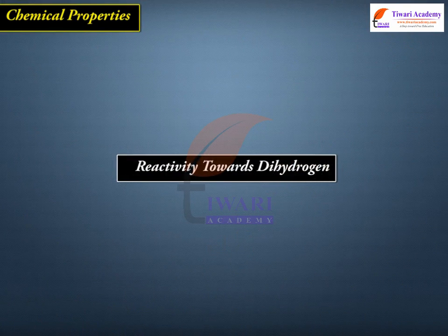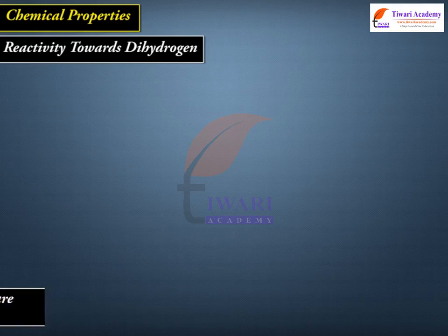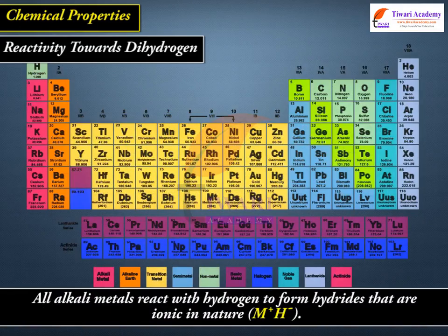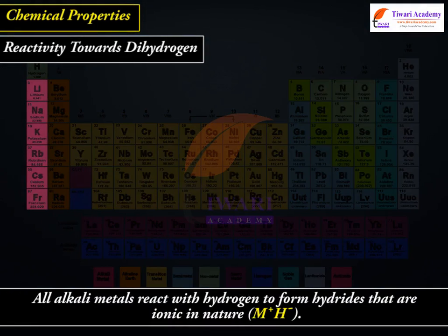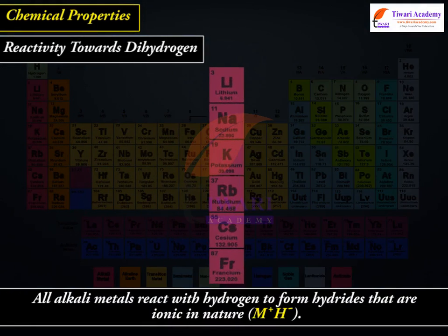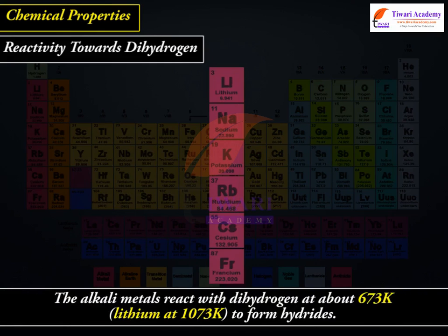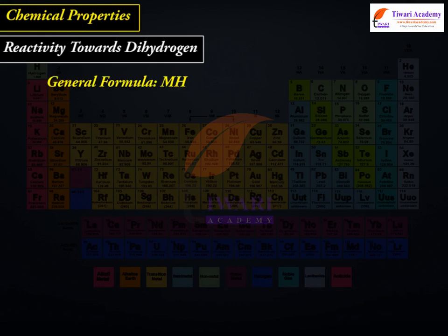Reactivity towards dihydrogen. All alkali metals react with hydrogen to form hydrides that are ionic in nature, M+ H−. The alkali metals react with dihydrogen at about 673 K, lithium at 1073 K, to form hydrides. General formula MH. 2Li + H2 give 2LiH.